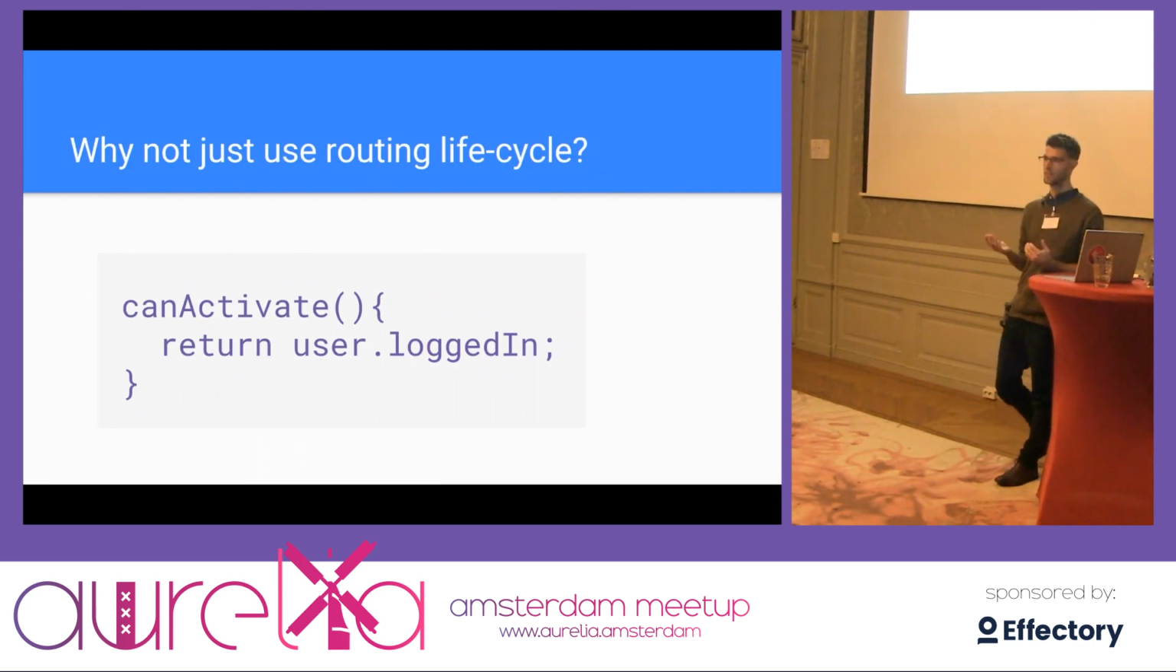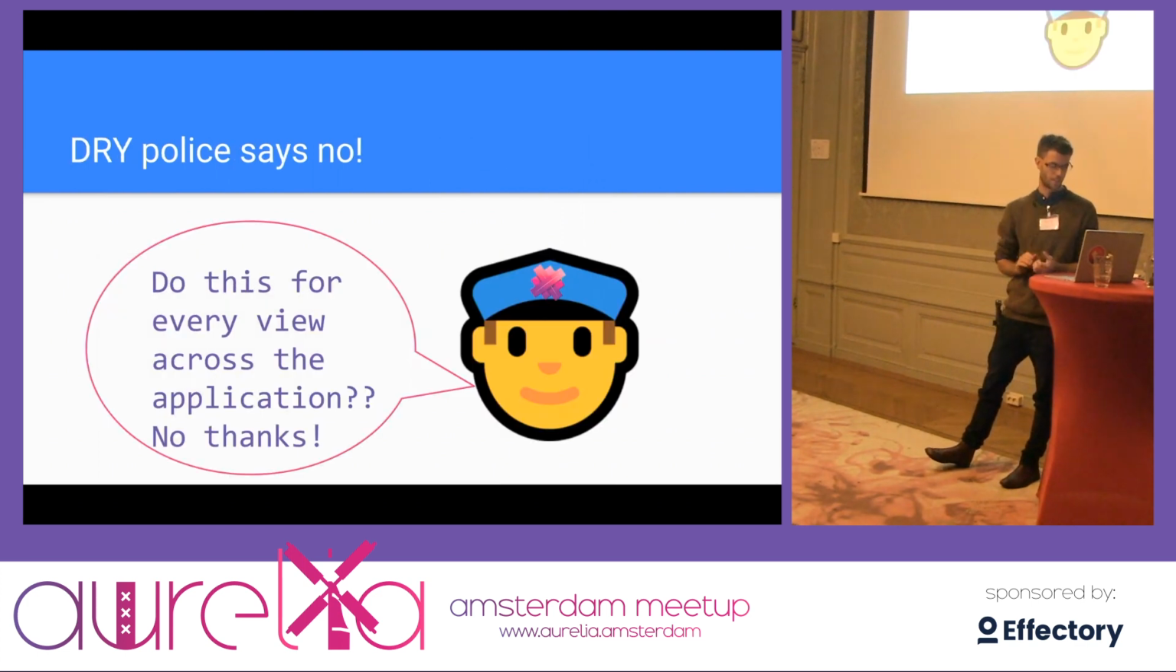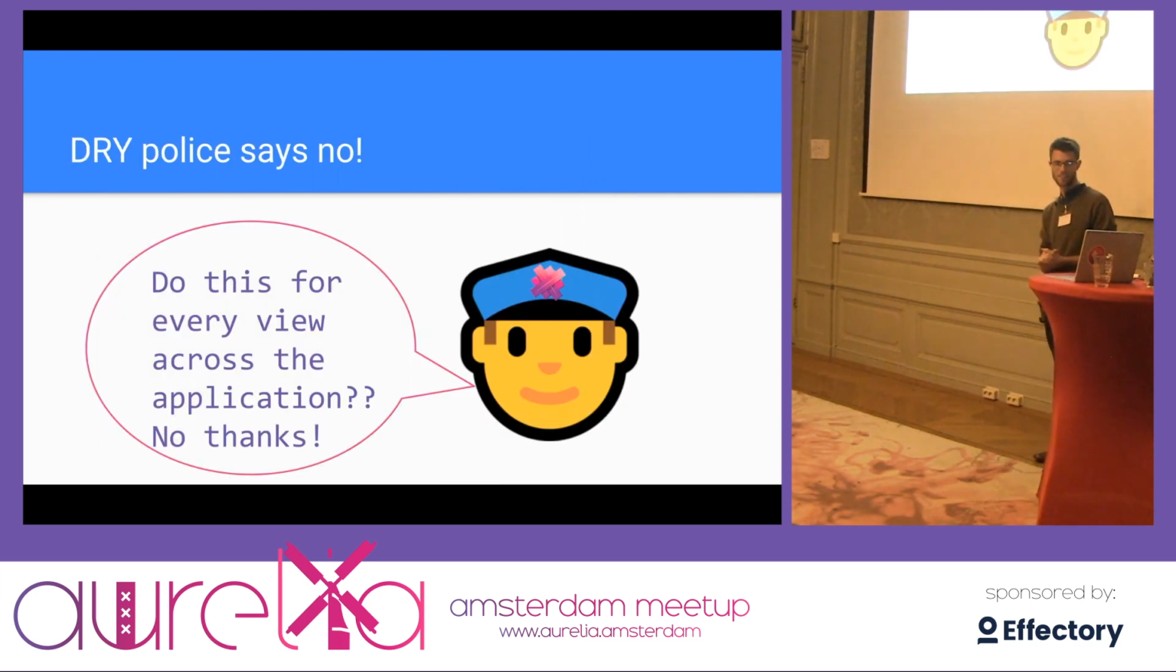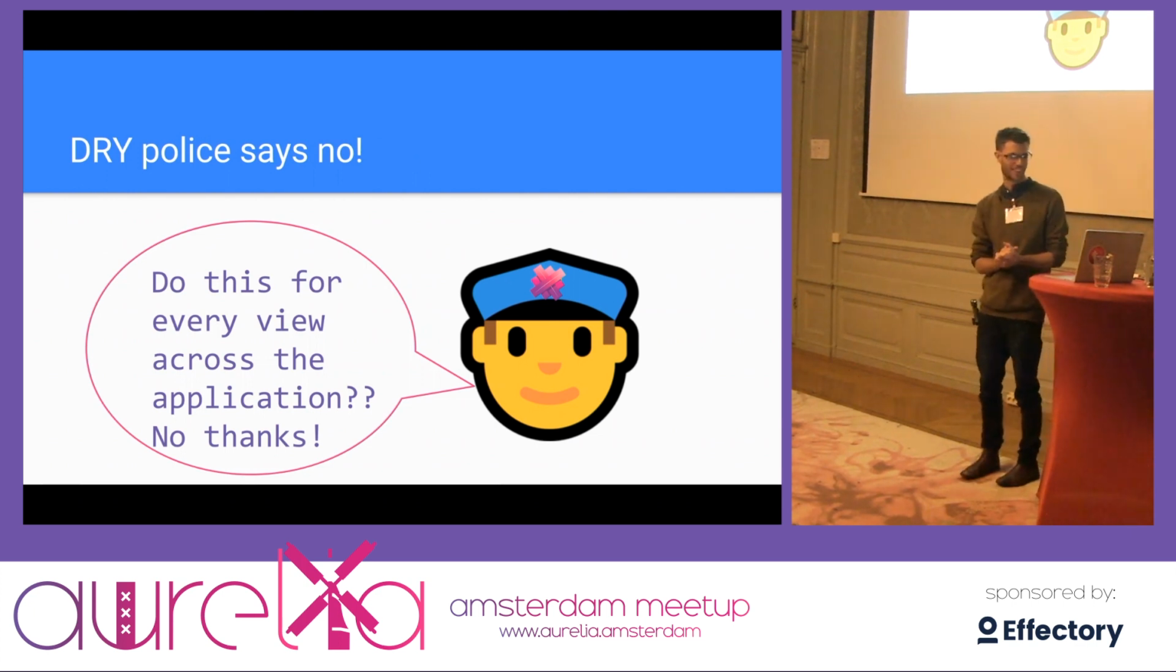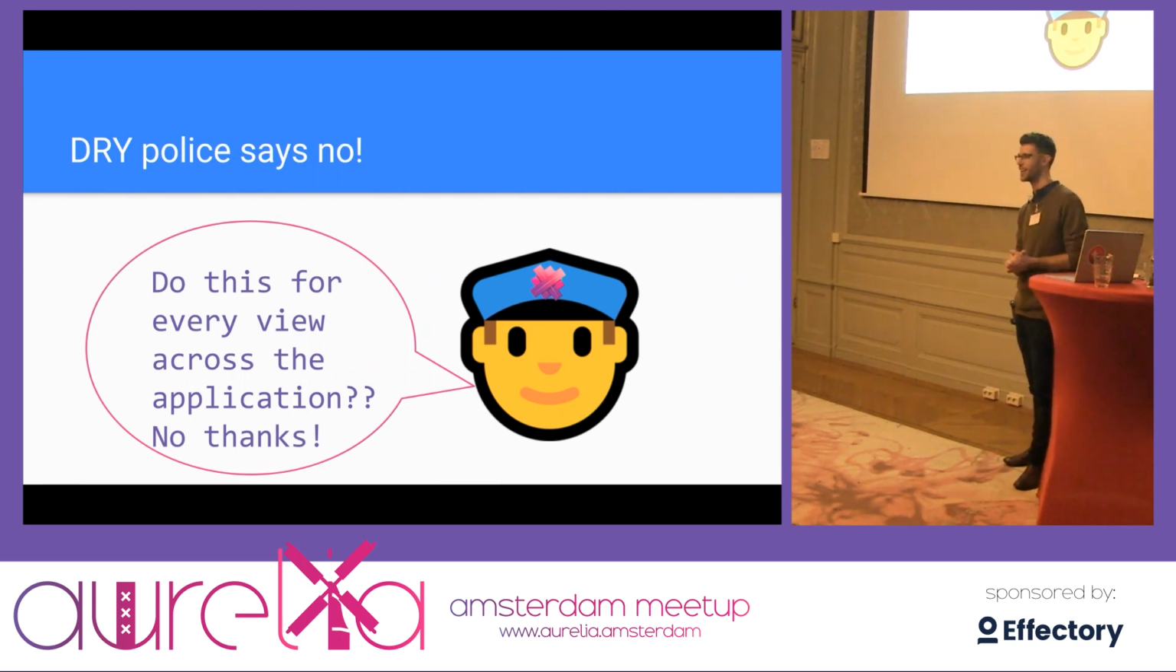So why not just add something like this to the canActivate lifecycle step, the component lifecycle step? We could do that, but the don't repeat yourself police says no. We don't want to do that in every view in our application because it's just going to create too much boilerplate code. And with Aurelia, we want to steer clear of boilerplate code, obviously. So what we want to do is use a pipeline step.